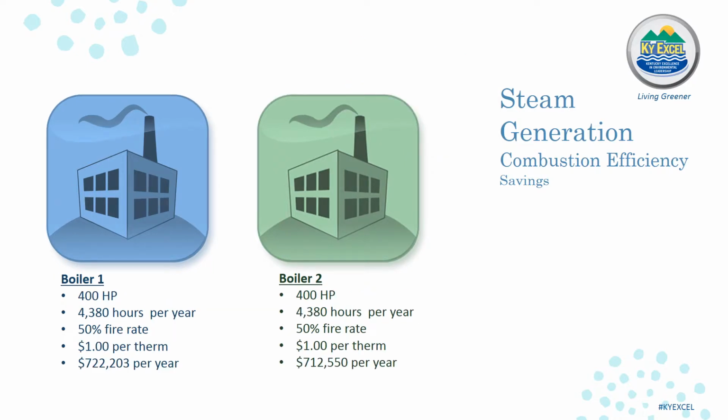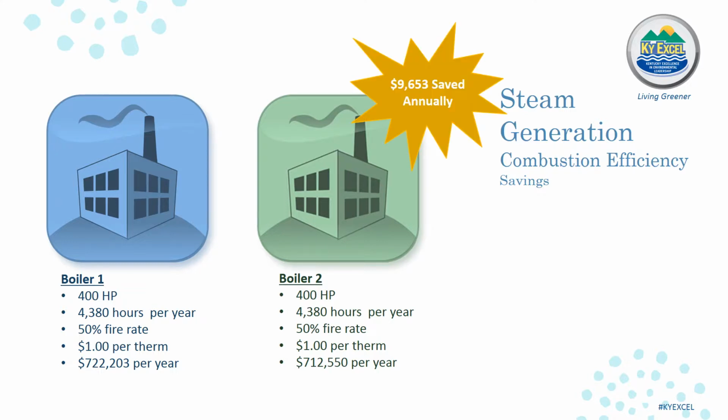Both boilers operate at 400 horsepower for 4,380 hours per year at 50% fire rate. A therm is a unit of heat that is equal to 100,000 BTU. If it costs $1 per therm to operate the boilers, boiler number 1 would cost $722,203 per year, and boiler number 2 would cost $712,550 per year.